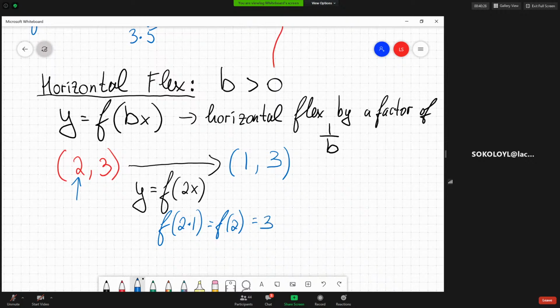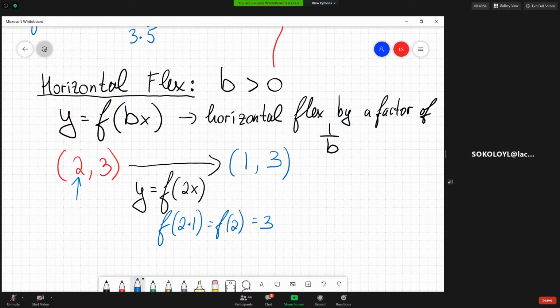So I don't know if that made too much sense, but it basically works in the opposite way, similar to how if you add or subtract, it works opposite when you're inside the function. Same for your horizontal flex factor, it's 1 over b, it's the reciprocal. Right, so then the new point would have been (1, 3). But again, just remember that it's 1 over b for the horizontal flex.